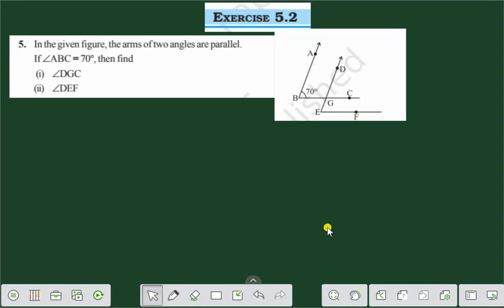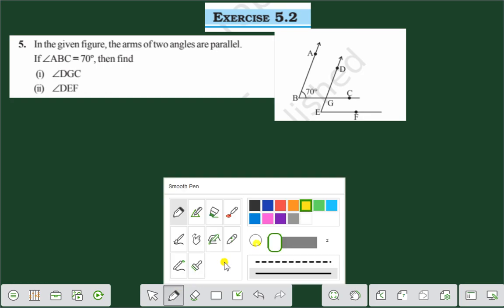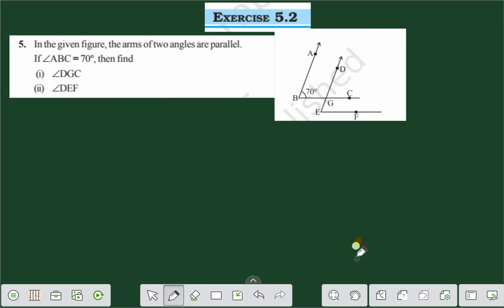Hello everyone. Today we shall discuss exercise 5.2, question number 5. Here you see question number 5. The arms of the two angles are parallel, right? This arm is parallel to this arm, and AB is parallel to DE and BC is parallel to EF.